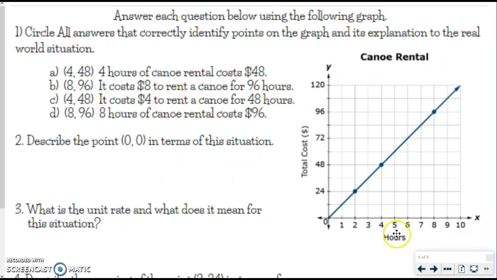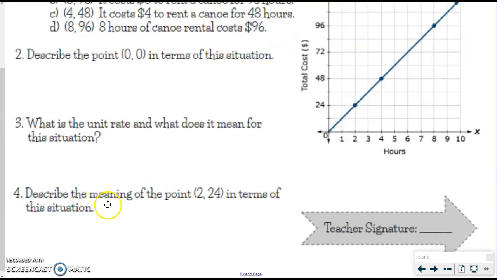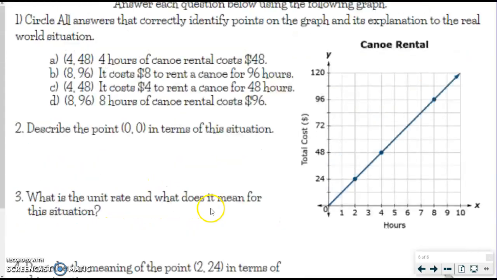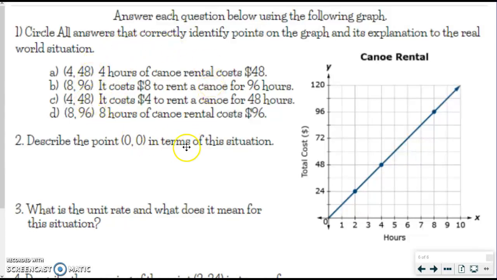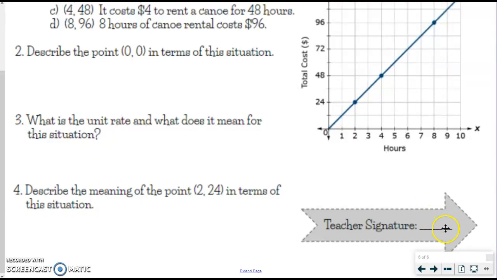Very similar, different situations. So look at your graph. Different scenarios here, but similar idea. With all these questions, the only new one is this one down here where you need to describe the meaning of this point. But you can look up here to help you with that description because that's what this is getting at up here. It's just already given to you. And then you'll need a teacher signature and you're on to the level 2 formative assessment and then on to level 3. You got this.